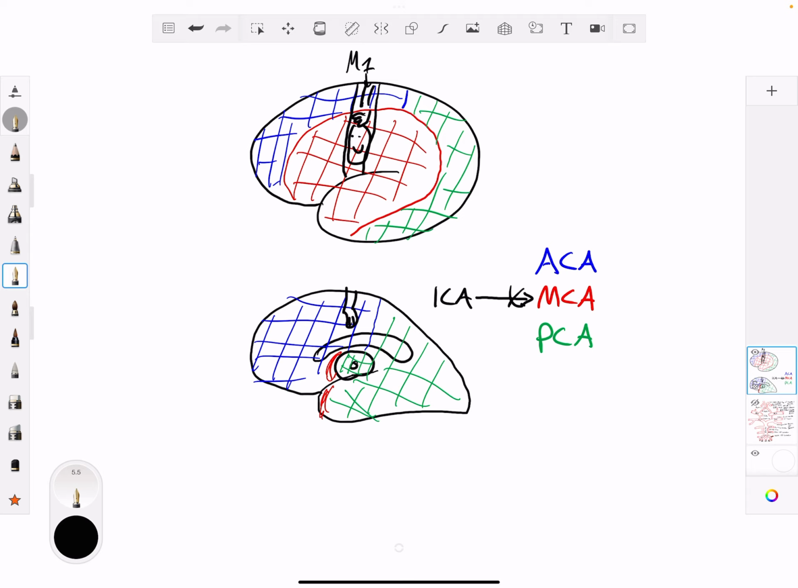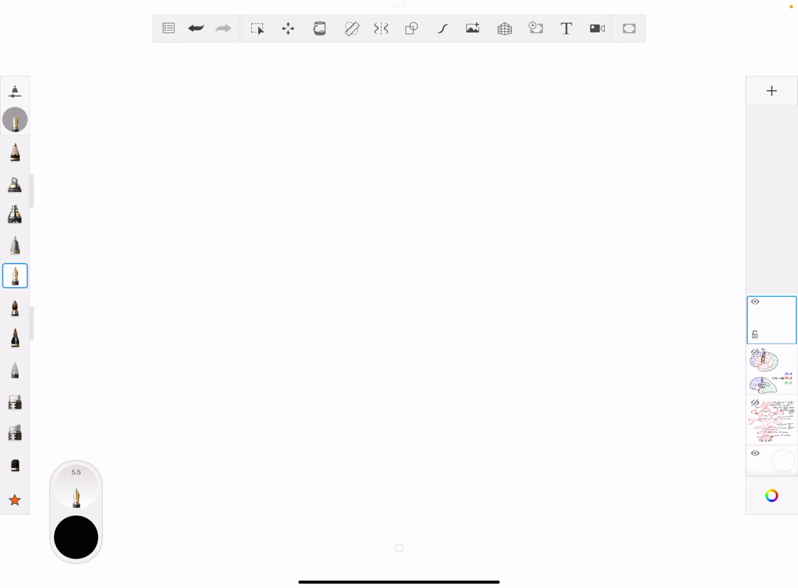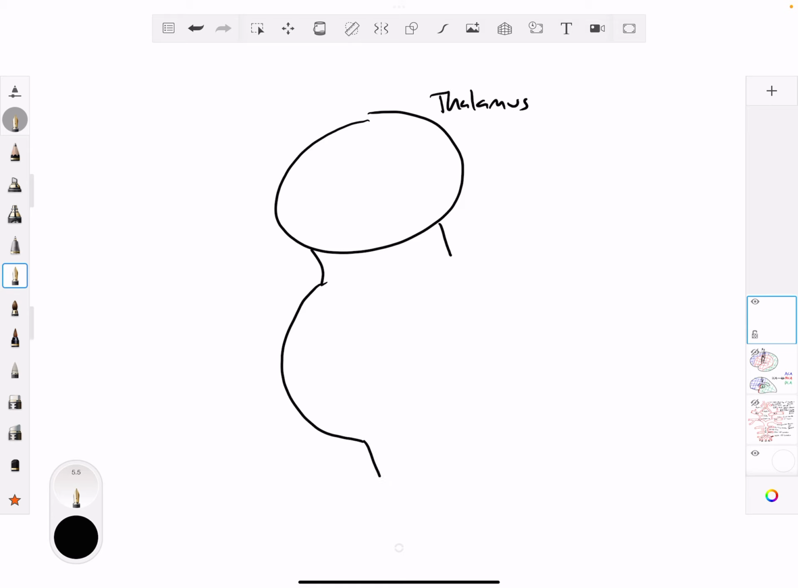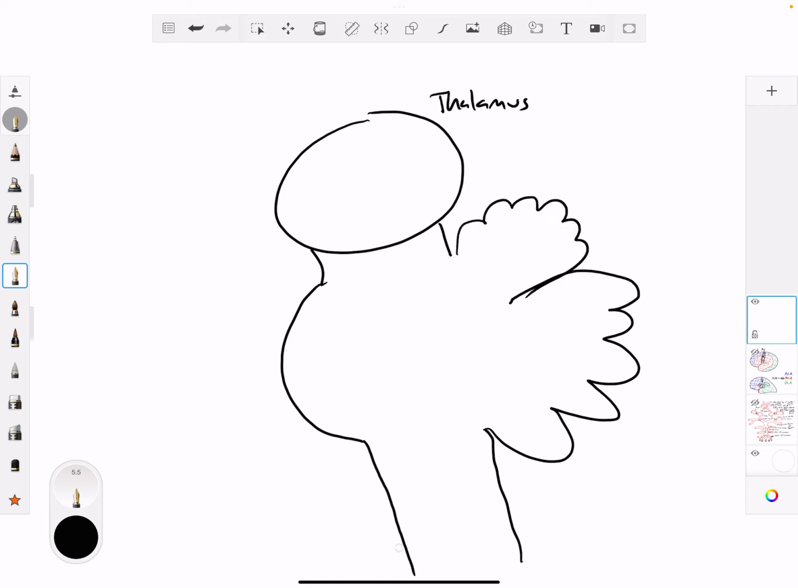Okay, how about that posterior circulation? What's going on down there in the brainstem? All right, so let's get us a good old thalamus up here. Little midbrain action. Pons, medulla. Get a cerebellum hanging off there. Anterior lobe, posterior lobe. All right, cool. Let's get some colors in here.